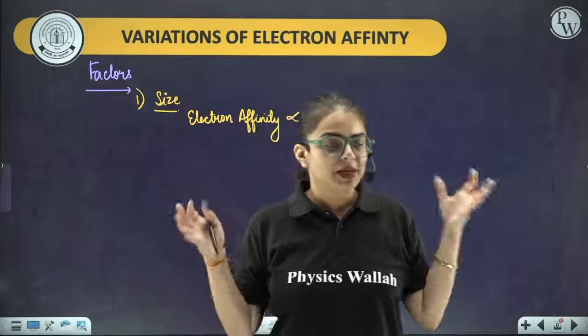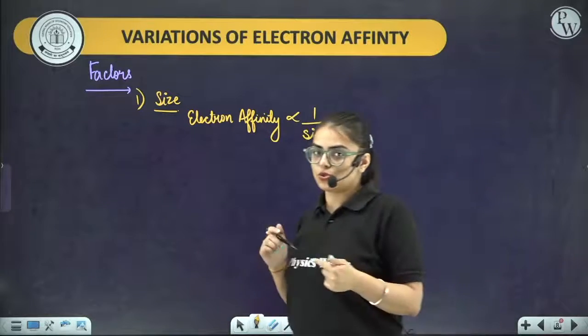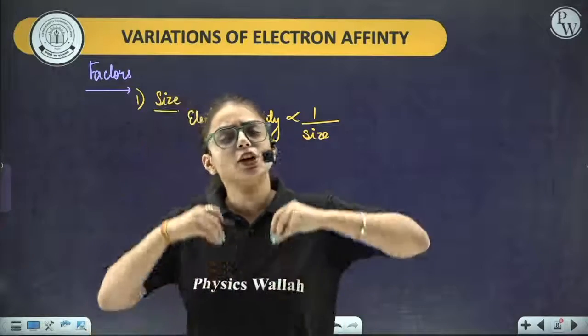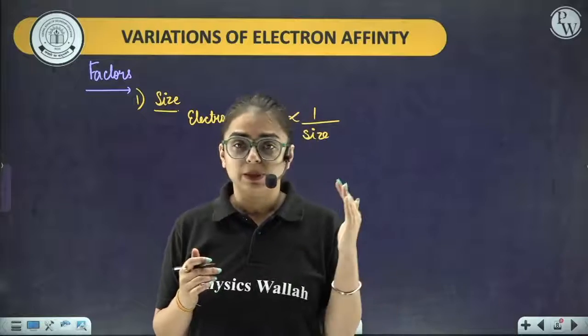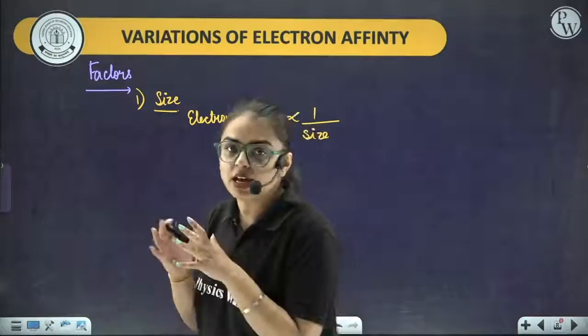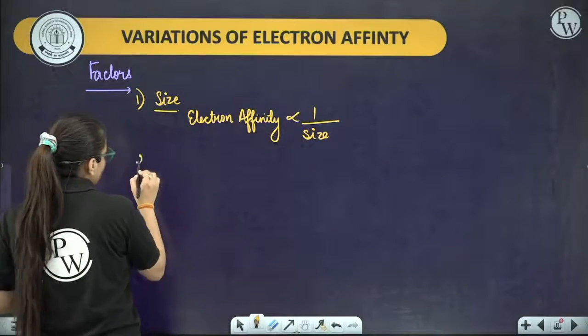It can easily enter. But in the case of a smaller atom, if an electron is entering, it has to face the repulsive forces also. So in a small atom, you have to provide a lot of electron gain enthalpy so that the electron can enter into it, and a lot of energy will be released. Because size is small, repulsion will be more. That's why electron affinity is inversely proportional to size.